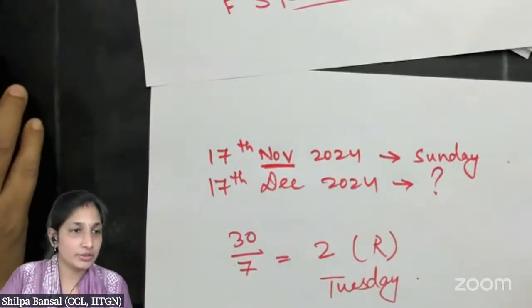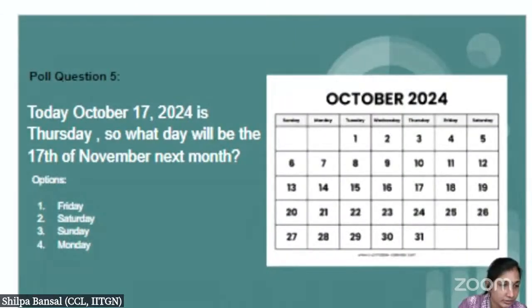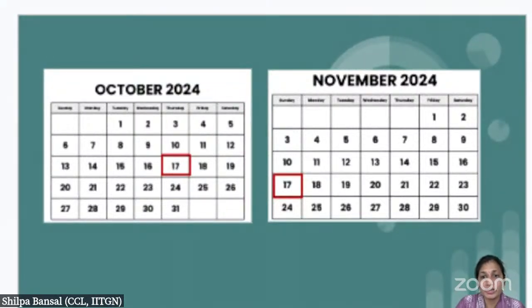I can show you also that it is correct. You can see November 17 is Sunday and December, I don't have the calendar, but you can see that it will be a Tuesday. Sometimes we are going 1 day ahead, sometimes 2 days ahead, depending on the difference. We have calculated days and months. What about if we calculate year?